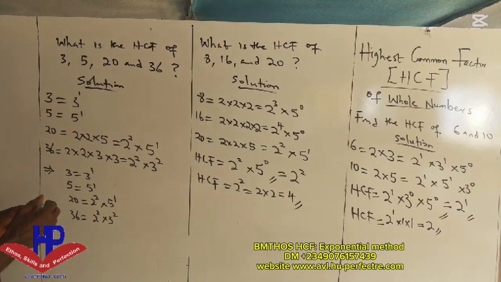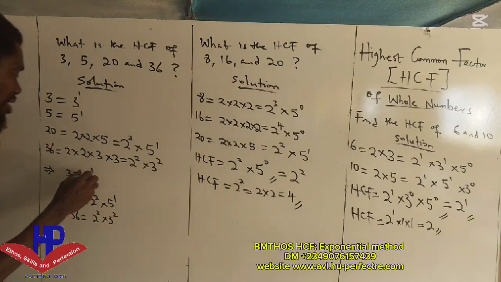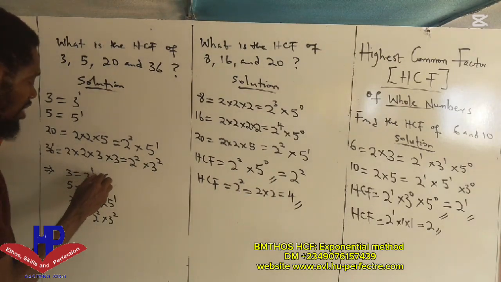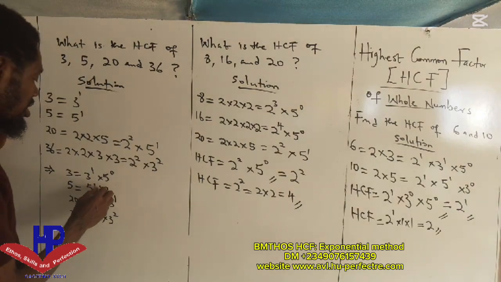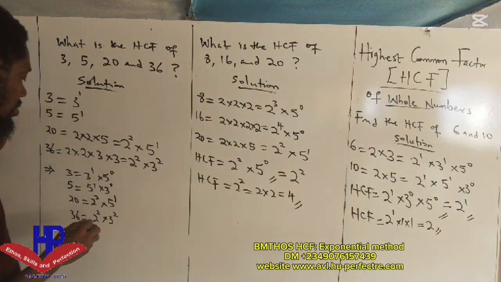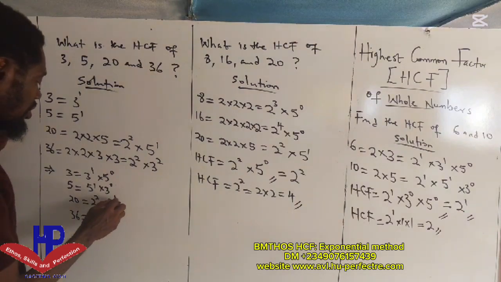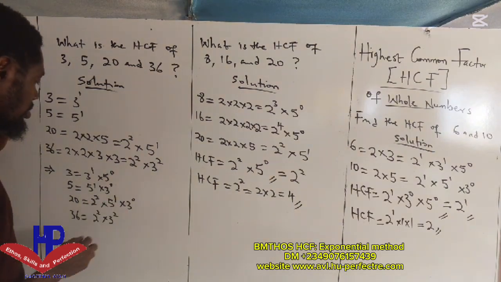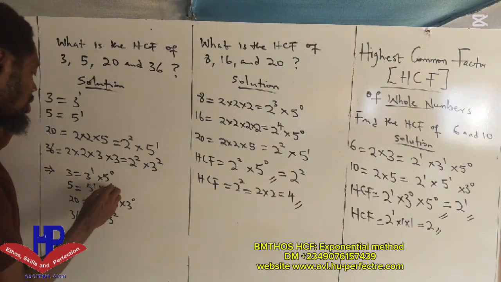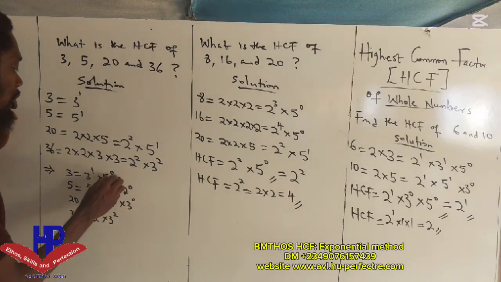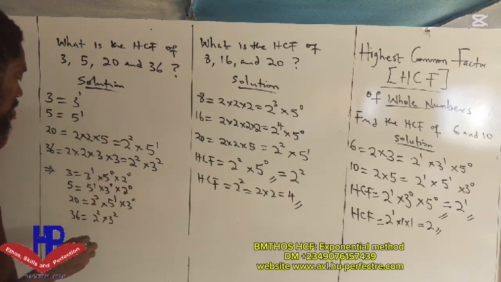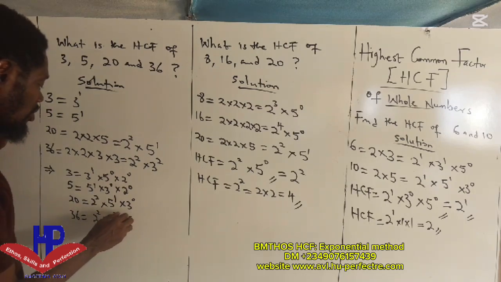You notice that we don't have all the numbers complete. We don't have a 5 here, so I'll put here 5 to the power 0. We don't have 3 here, I'll put here 3 to the power 0. We don't have 2 here, I'll put here 2 to the power 0. We don't have 5 here, I'll put here 5 to the power 0.